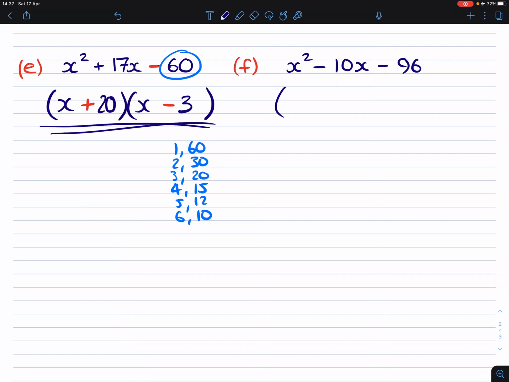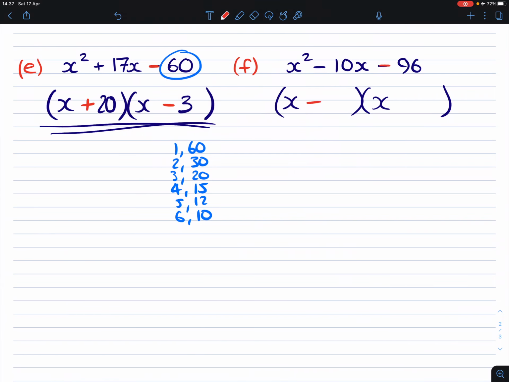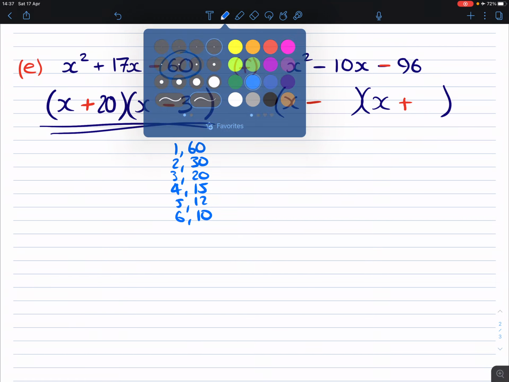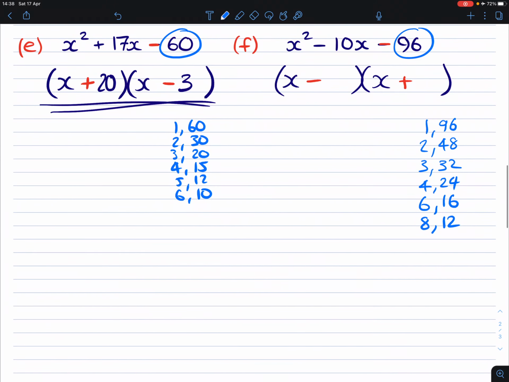Lastly, nothing in common between these three terms, so no common factor. X times x is x squared. The negative 96 comes from a plus and a minus. Factors of 96 are 1 and 96, 2 and 48, 3 and 32, 4 and 24, 5 doesn't work, 6 goes with 16, 7 doesn't work, 8 does work, 8 and 12, 9 doesn't work, 10 doesn't work, 11 doesn't work, and then that takes us to 12.